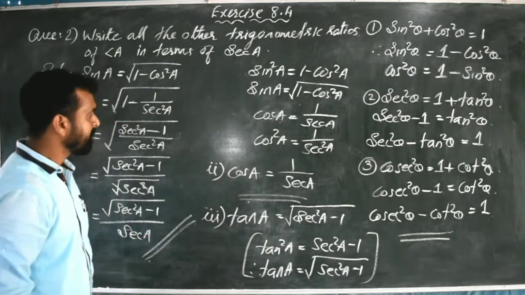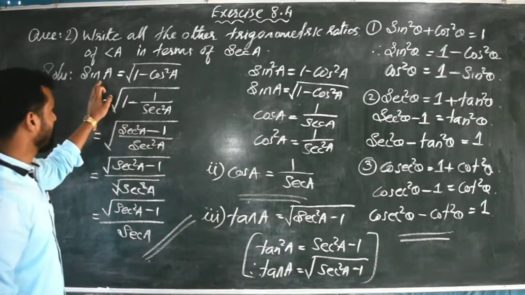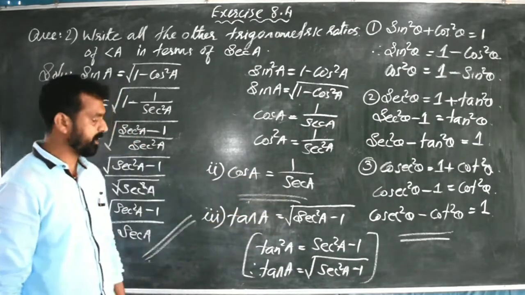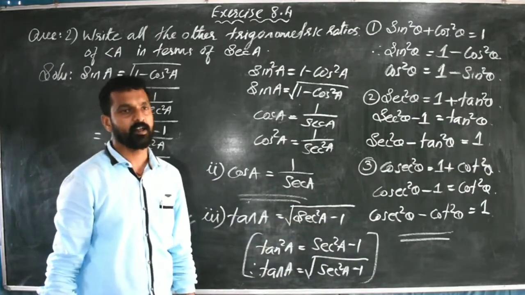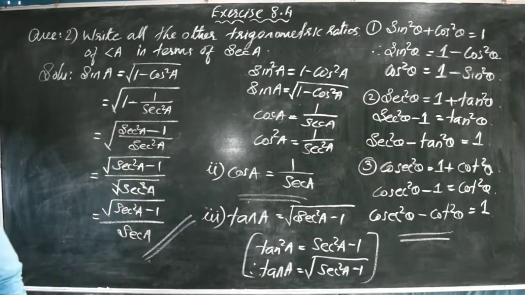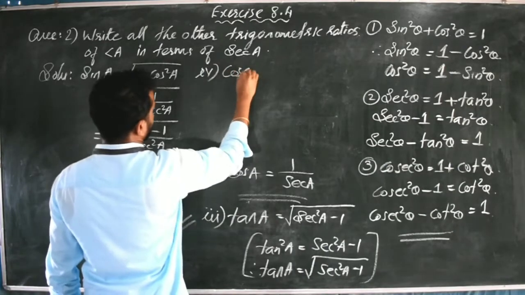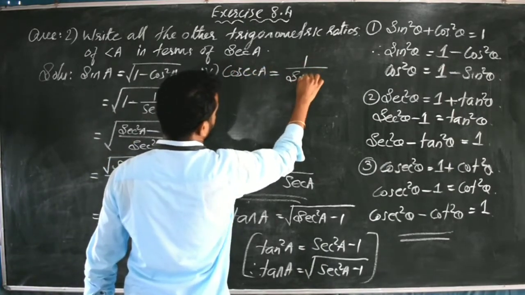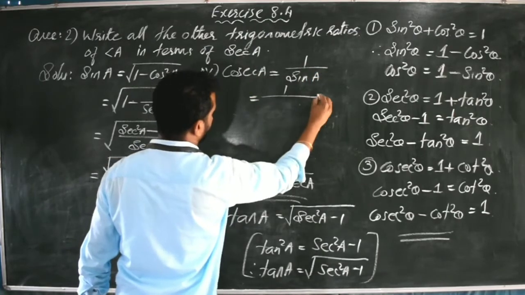Now number 4. First, sin A we have expressed in terms of sec A, cos A we have expressed in terms of sec A, and third, tan A we have expressed in terms of sec A. Now next one is cosec A. Cosec is the reciprocal of sin A, so we can write directly 1 by sin A. Cosec A is equal to 1 divided by sin A.